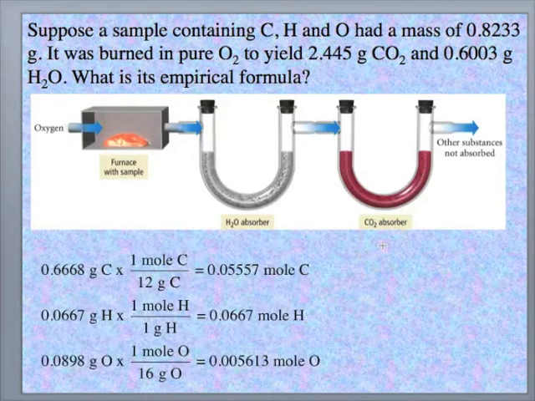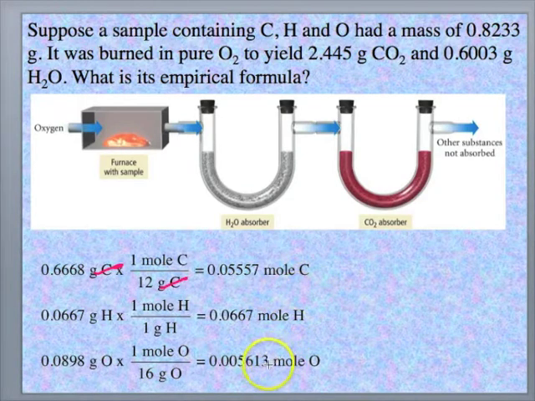So what we're going to do now is convert our grams of carbon, grams of hydrogen, and grams of oxygen into moles of each one of those, just as we've done for the previous empirical formula determinations. If I take my grams of carbon, 1 mole of carbon is 12 grams of carbon. Grams of carbon cancel out. Now I have 0.05557 moles of carbon. Hydrogen is 0.0667 moles of hydrogen, and the oxygen is 0.005613 moles of oxygen.